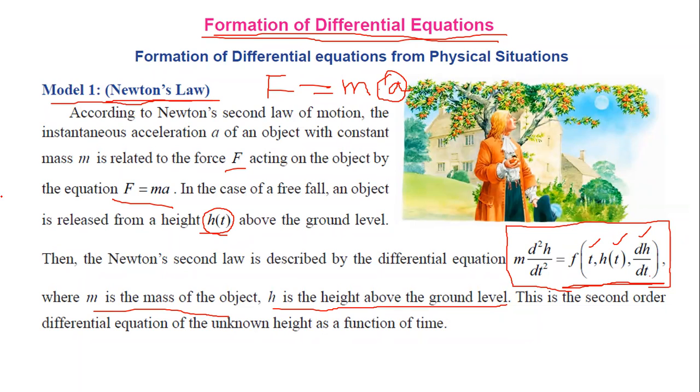This one is very clear. The general format of the second law of motion is F equal to ma, where F is the right hand side, and on the left hand side m is the mass and a is the second order derivative. Then we can go to the next slide.